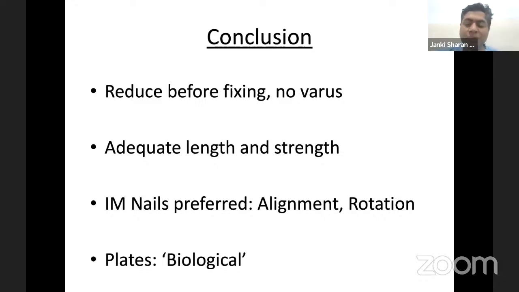One more thing, sir. Even if we are doing open reduction, do you go with the lag screw, cerclage wire, or plate as provisional fixation and then do the nailing, or just hold with some instrument and then proceed?